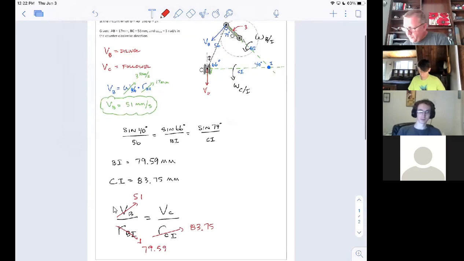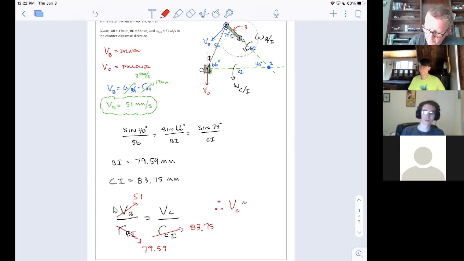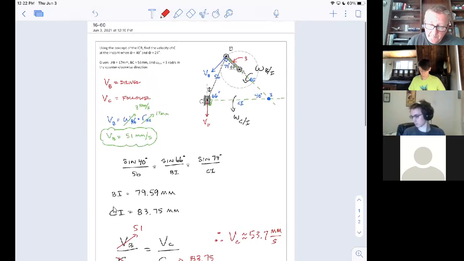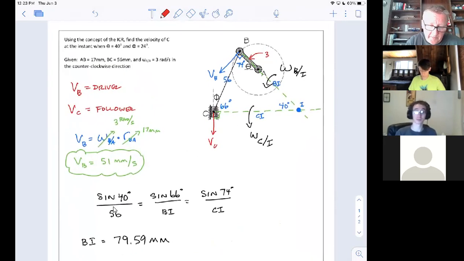And so I end up with 51 times 83.75 divided by 79.59. So I get this proportion. I get approximately 53.7. Hence, the velocity of C is approximately 53.7. And our speeds here were in millimeters per second, so I didn't change that. I didn't see that I had to any place. If that's what it asked, then I'm done. But it says find the velocity of C.